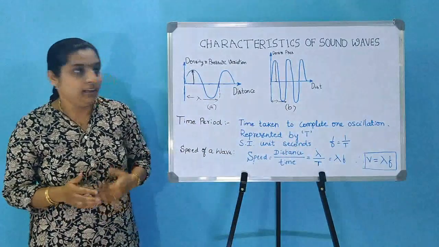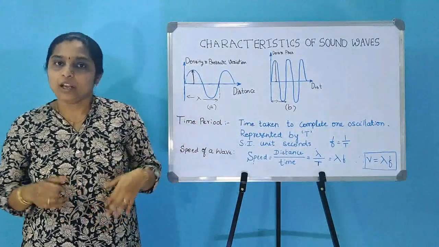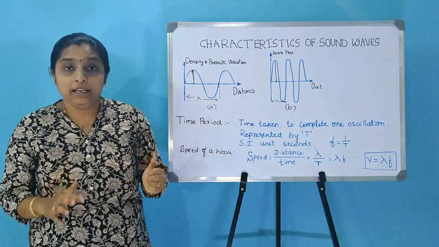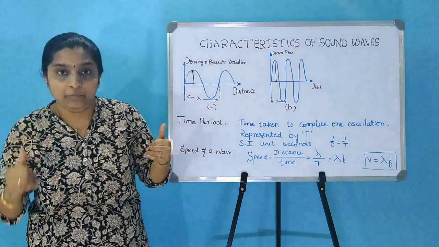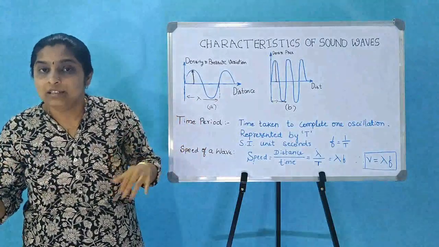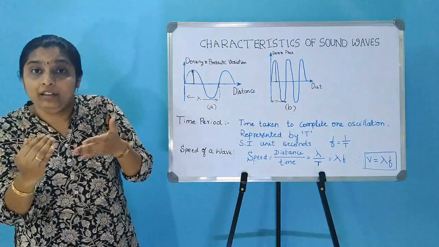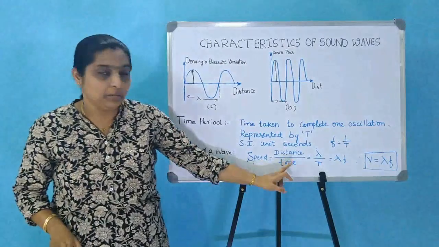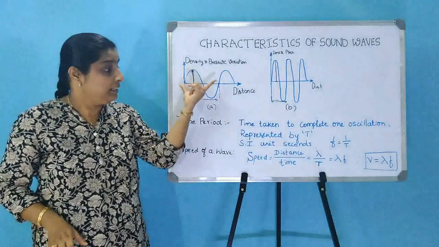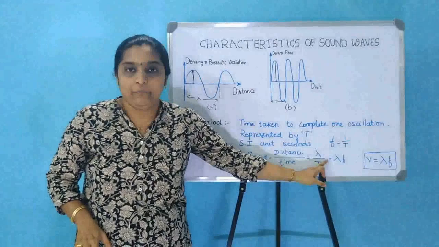Now let us go to the last characteristic of sound wave, which is called the speed of a wave. Speed you have already learned in the first lesson. What is speed? Speed is distance traveled over time taken. Now we are talking about a sound wave. So speed of a sound wave is distance traveled by a sound wave divided by time taken to travel that distance. That is distance by time. Now distance traveled by a sound wave, one wave, is nothing but wavelength, which is represented by lambda.